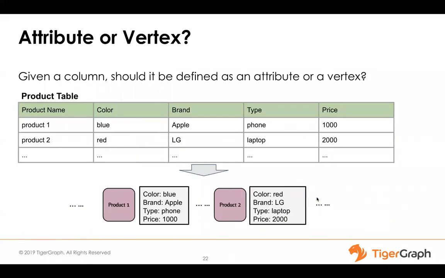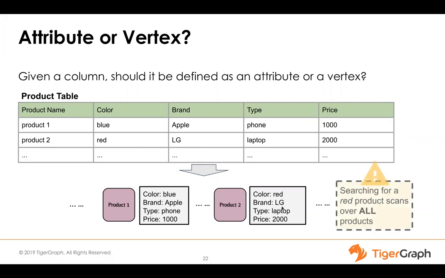Okay, and the next topic, another question to ask is, given a non-primary ID column in your input data, should we create a vertex, or should we just leave it as an attribute on the vertex? For example, we have a product table having the product's color, brand, type, and price. For the last 4 columns, should they be just an attribute like this, or can we define them as vertices? So that is the question.